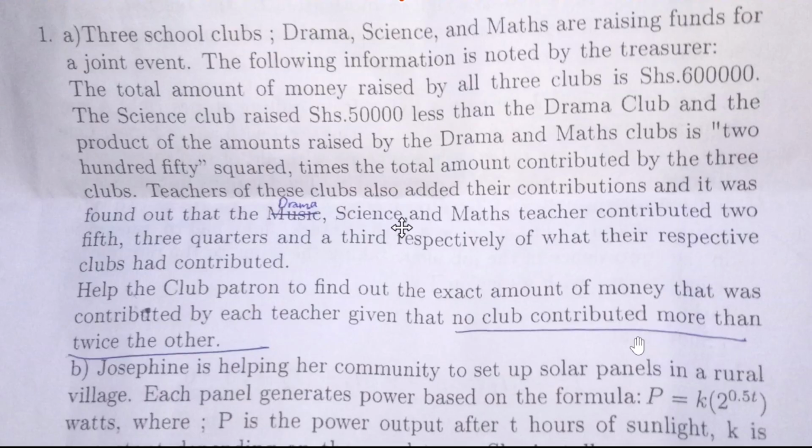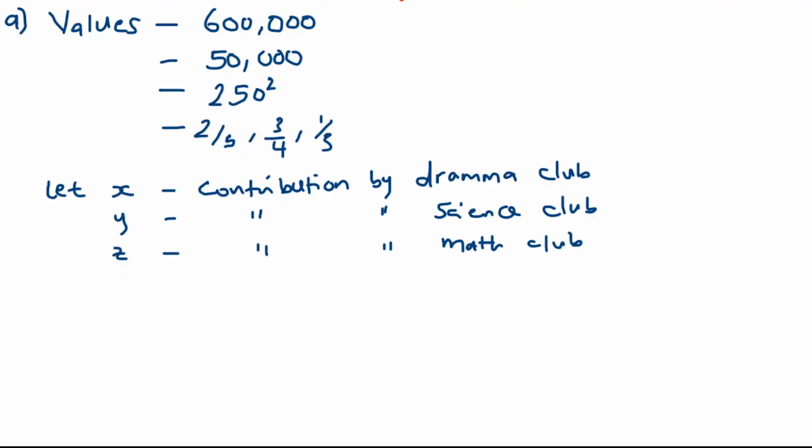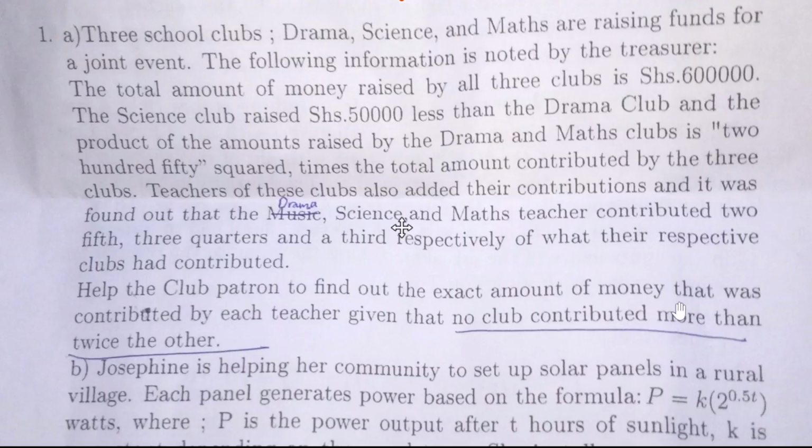Let's start with Task A, which requires the contribution of every teacher. This is how we go about it. We want to help the club patron to find out the exact amount of money that was contributed by each teacher, given that no club contributed more than twice the other. So this is our task. We want to know the amount of money contributed by each teacher.